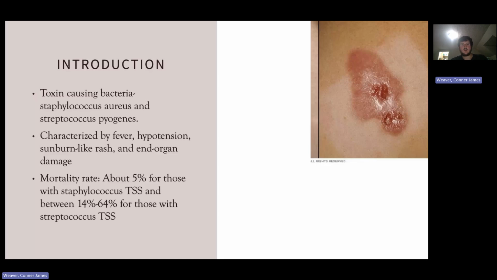Toxic shock syndrome is characterized by fever, hypotension, a sunburn-like rash, organ failure, vomiting, diarrhea, things like that. The mortality rate for Staphylococcus toxic shock syndrome is about 5%, whereas it's between 14 and 64% for those with Streptococcus toxic shock syndrome.